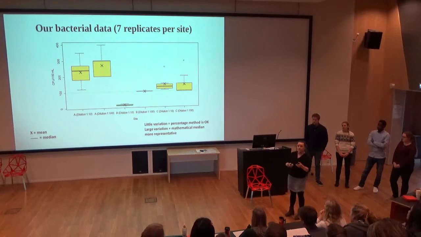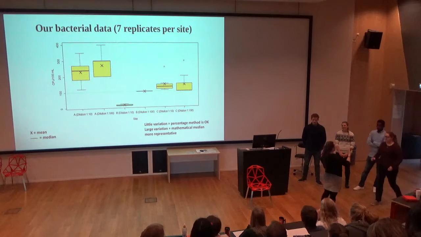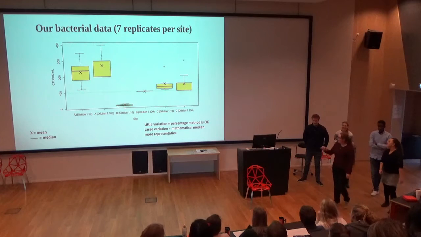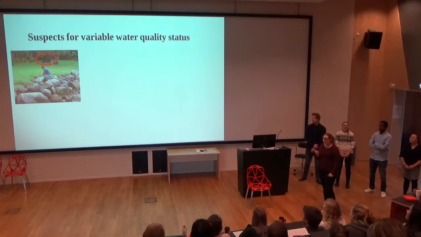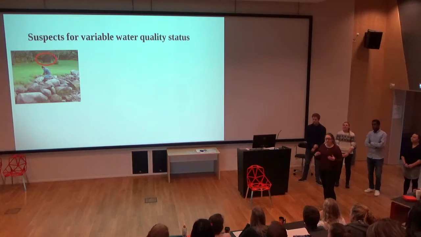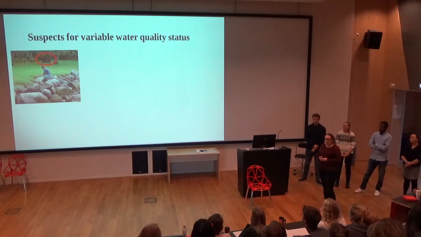And now Tony is going to present some of the suspects for the variable data we have seen. The first one is the toilet that Andreas mentioned. It's about 20 meters from the water, and it's what in Norwegian they call an utero. There's of course a tank there, made of fiberglass, which is supposed to not leak. But again, the Titanic was not supposed to sink.